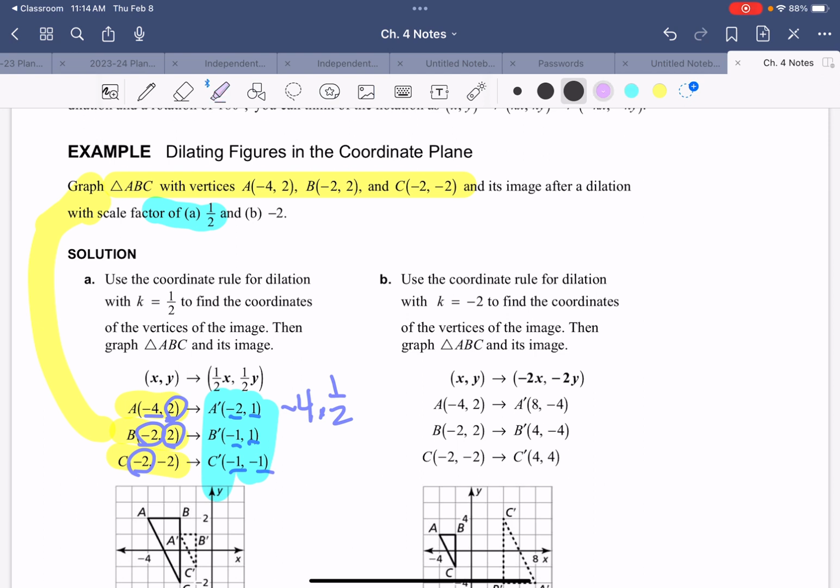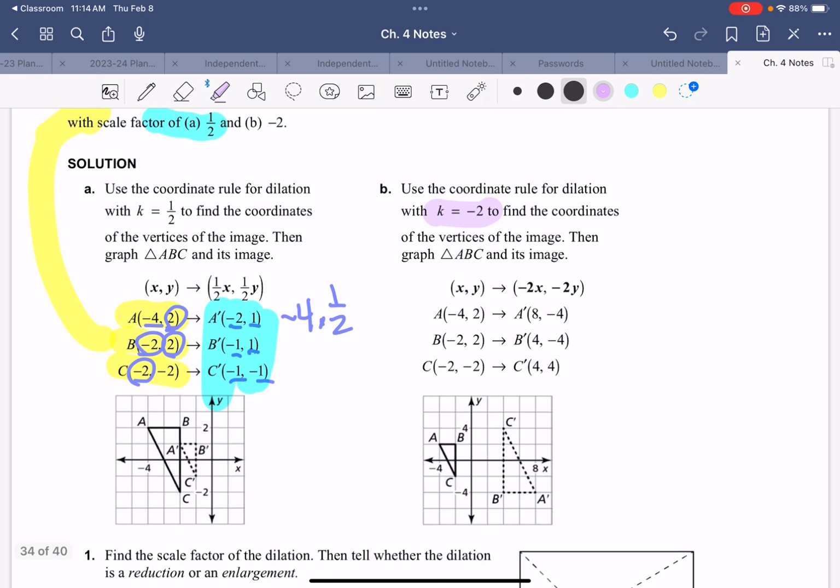Now they're giving us a scale factor of -2. Again, that's a scale factor of 2. The negative makes us do a 180-degree rotation, and you can see that here. We rotated it 180 degrees and we enlarged it.